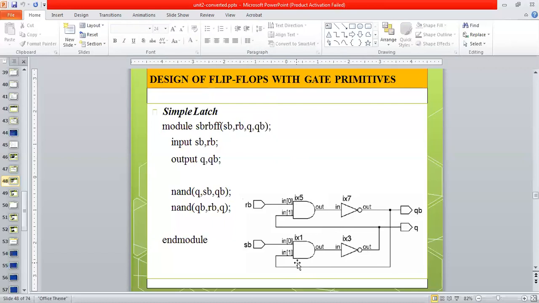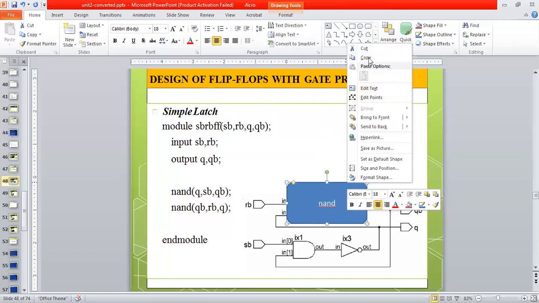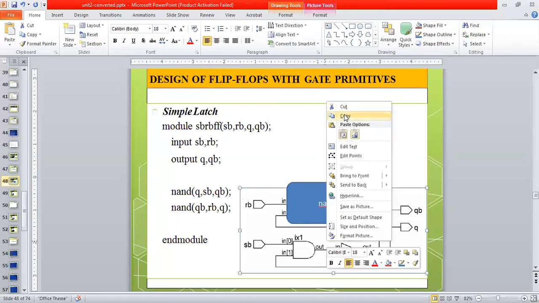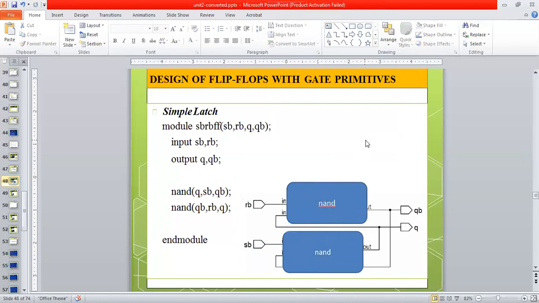Okay, students, here let us talk about this. Let us consider this one as one NAND gate. This is known as the NAND gate here. Similarly, this is also one NAND gate. Okay, friends, so this is the internal representation of this SR latch.